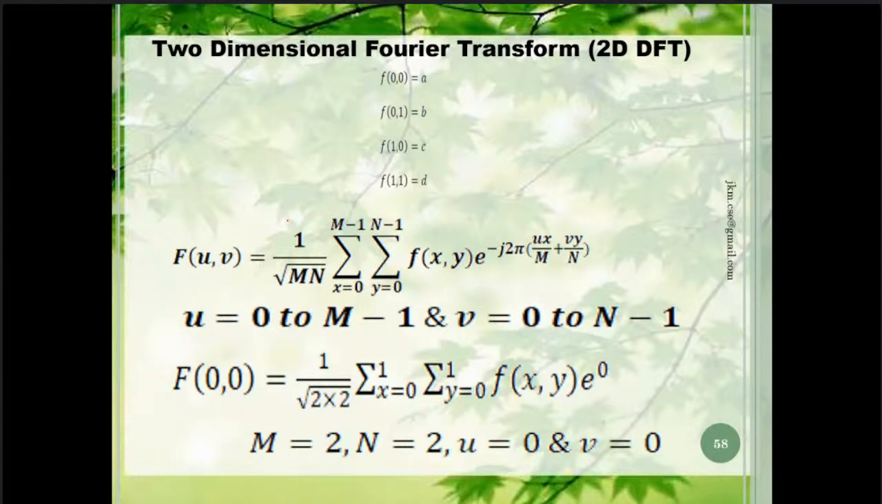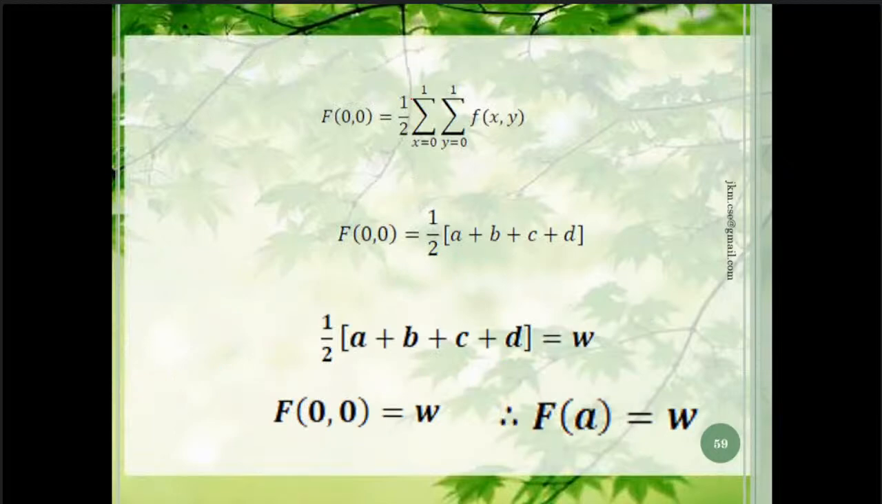Suppose I have 4 components A, B, C, D. Let us compute very quickly. So it has M equal to 2, N equal to 2, U equal to 0, and V equal to 0. So I am putting F(0,0), and I am putting A, B, C, D instead of the numerical values. You see what will happen if we compute this trivially? The value will come as half of A plus B plus C plus D. So you see a complex transforming equation is reduced to a simple addition and subtraction equation.